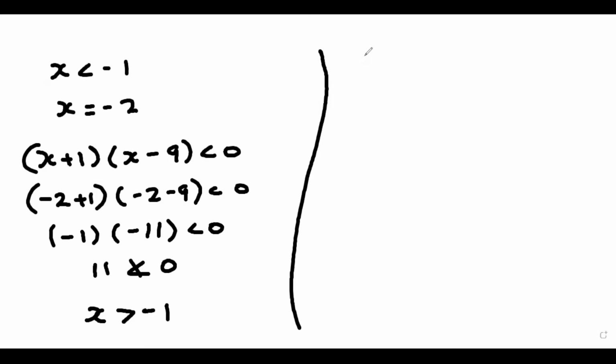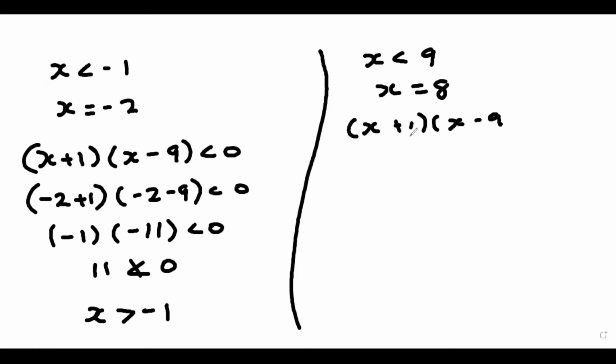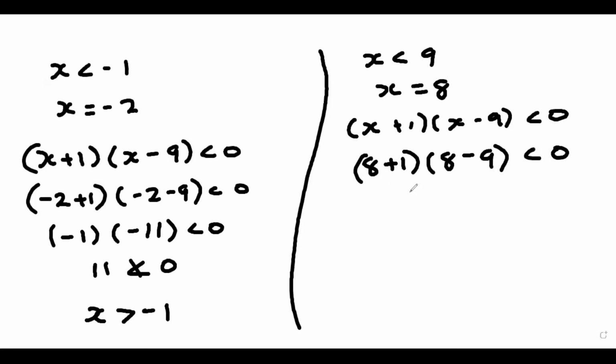Now we're going to check when x is less than 9. For example, we can choose x is equal to 8. Again, we're substituting that here: x plus 1 times x minus 9 is less than 0. So that's 8 plus 1 times 8 minus 9, less than 0. That would be 9 times minus 1, less than 0, and that will give you minus 9, which is actually less than 0.